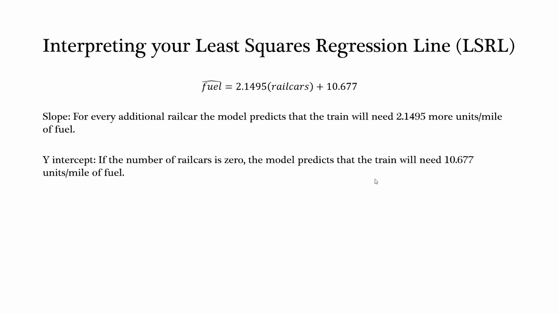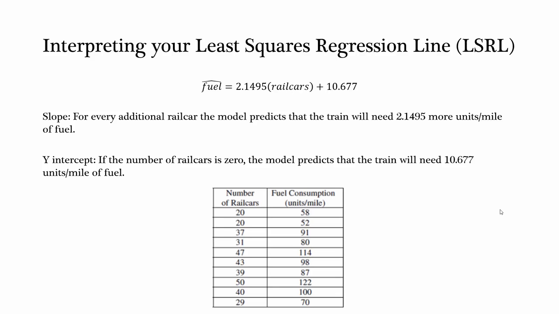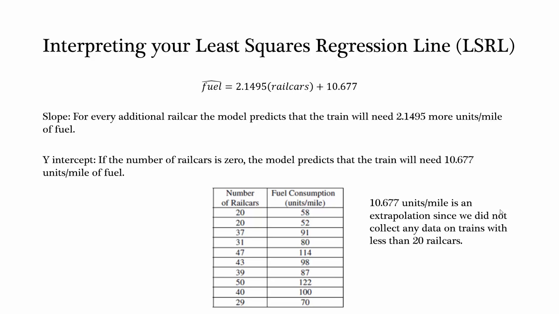And what about the y-intercept? Well, in general, the y-intercept in a linear equation is the value that the equation outputs when x is 0. So in this particular case, if the number of railcars is 0, the model predicts that the train will need 10.677 units per mile of fuel. However, I would not trust the prediction of 10.677 units per mile of fuel when there are 0 railcars. That's because this is an extrapolation, since we did not collect any data on trains with less than 20 railcars. Extrapolations are in general not trustworthy.